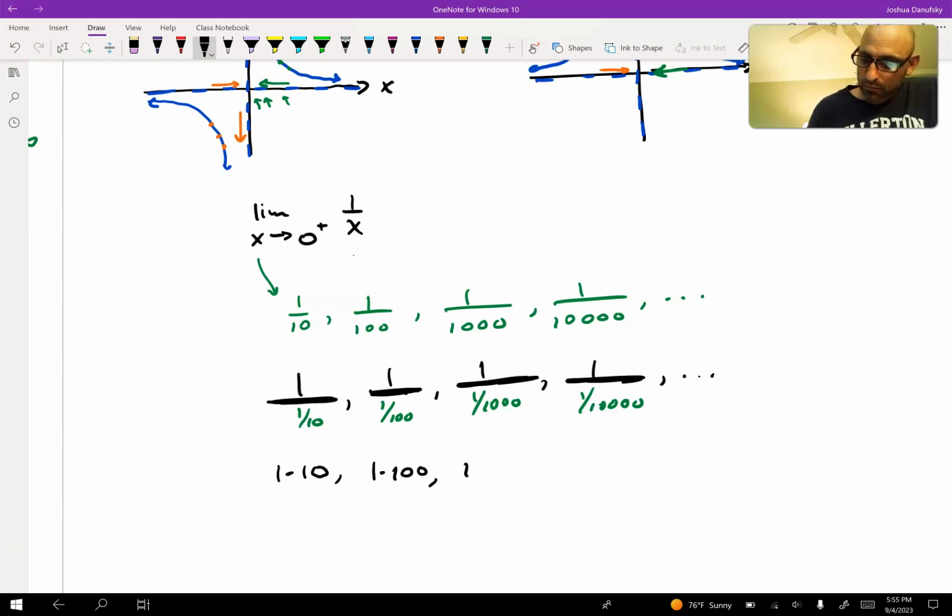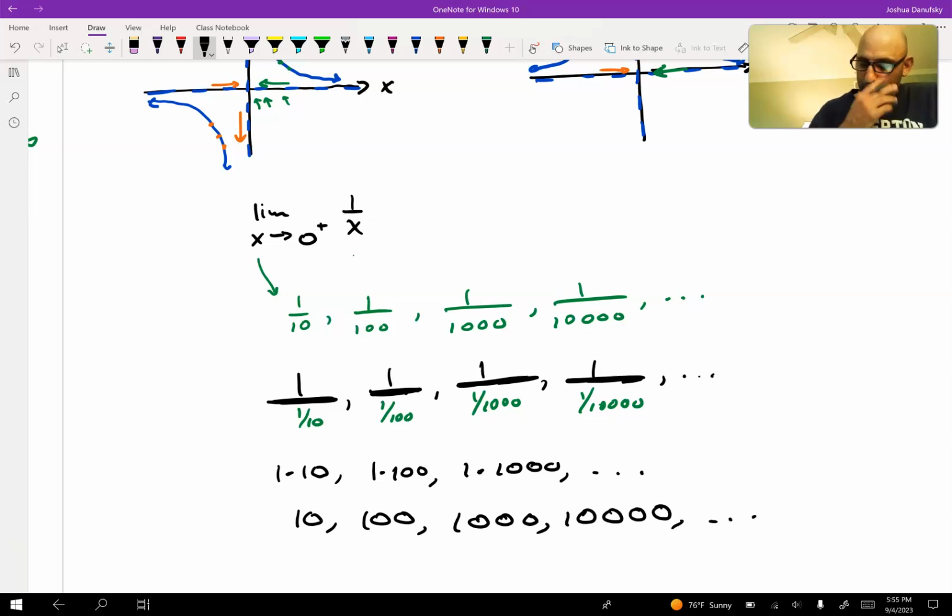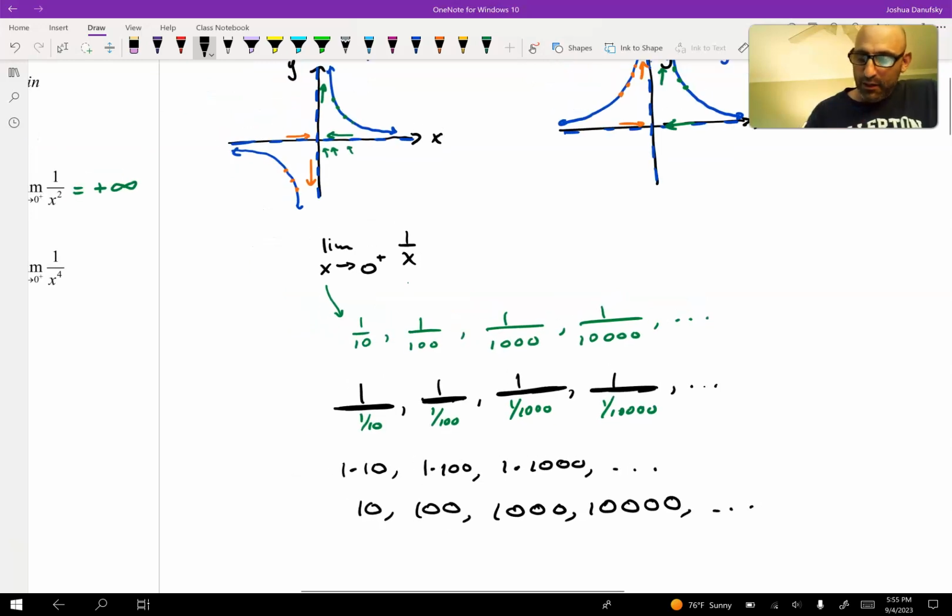And so I'm sure you can quickly see where this is going. We're going to have 10, 100, 1,000, 10,000, etc. So that's what's happening with this. And again, we saw this on the graph, but we want to be able to understand this numerically.